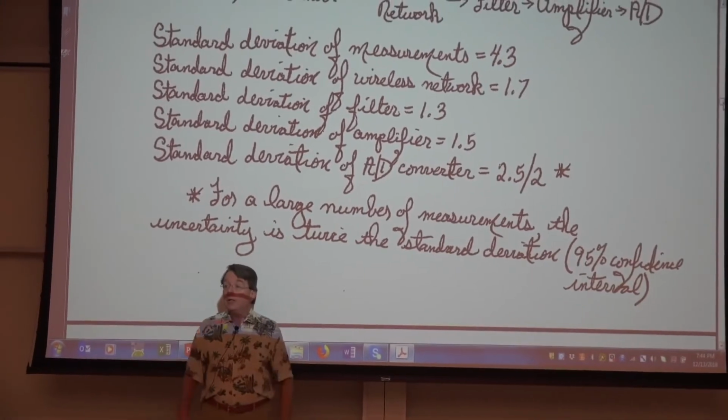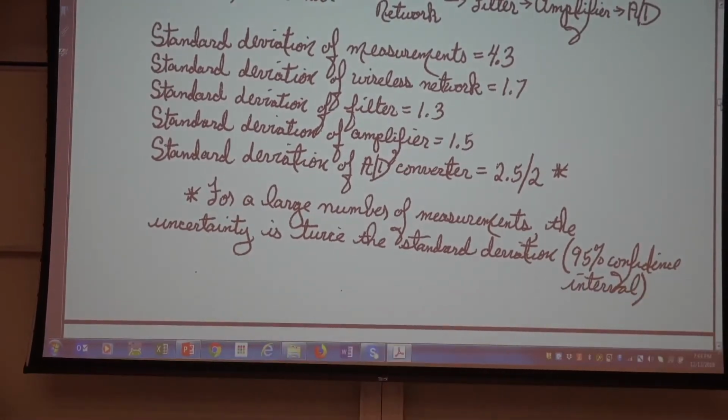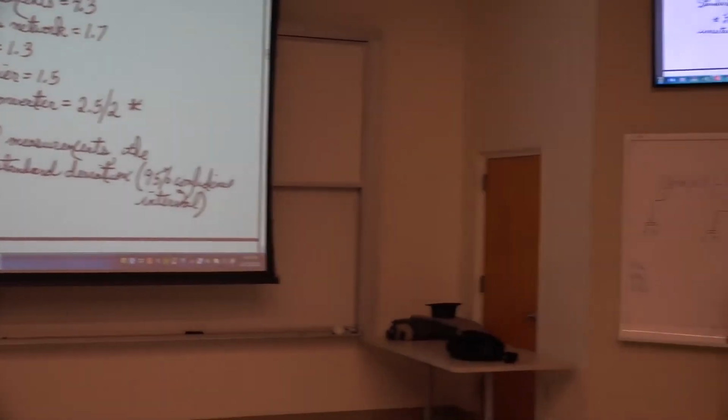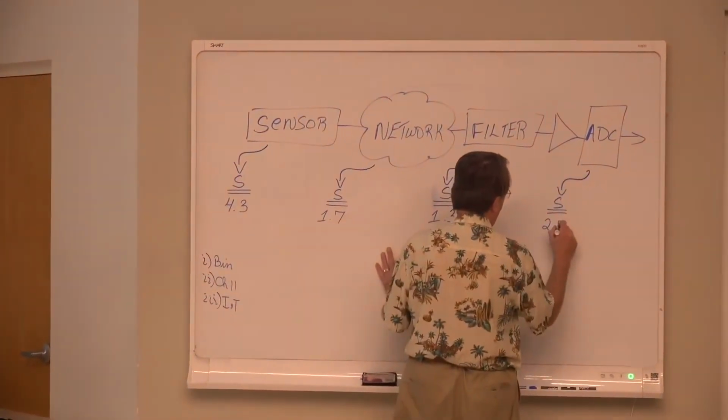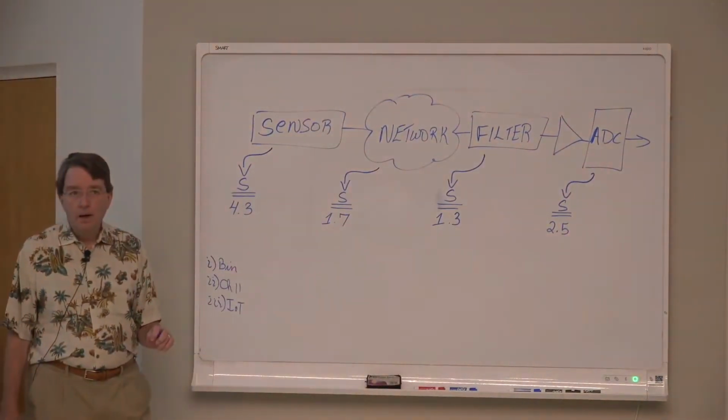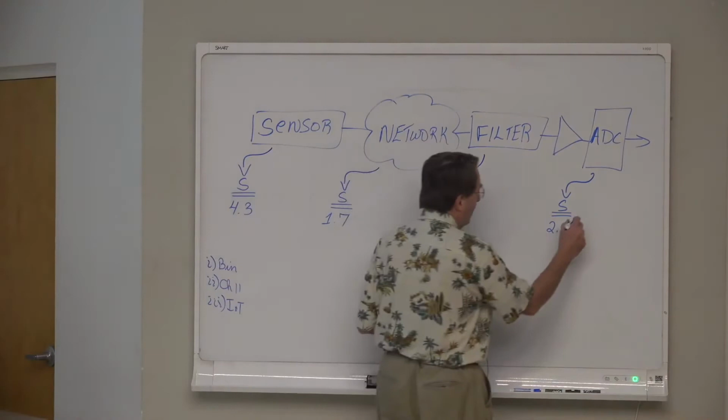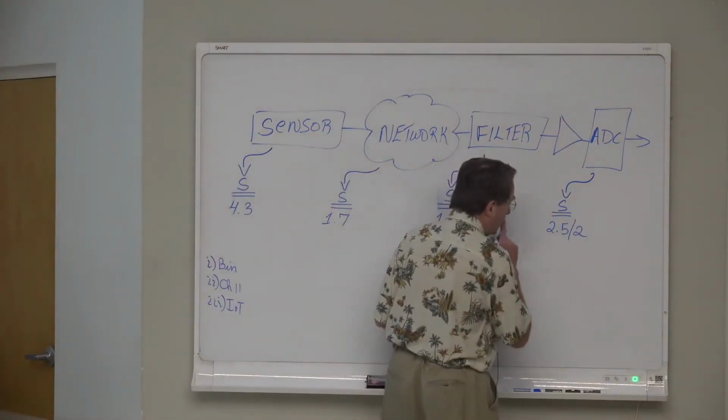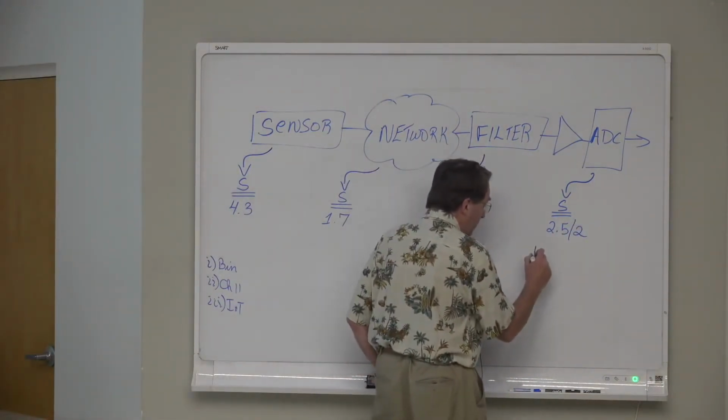Let me pause. How am I doing? I see a question in some of my colleagues' eyes. Here, it's 2.5 over 2. I'm looking at my colleague's eyes. Do you happen to remember this formula?